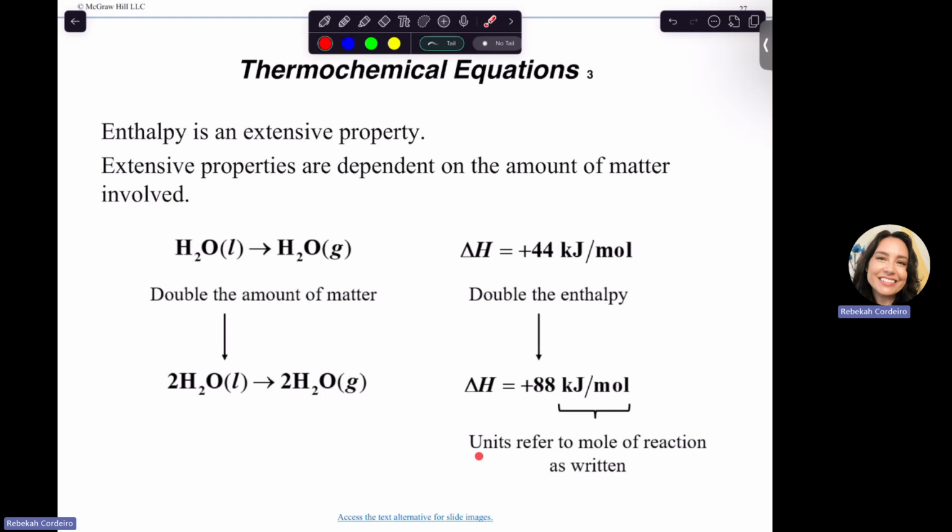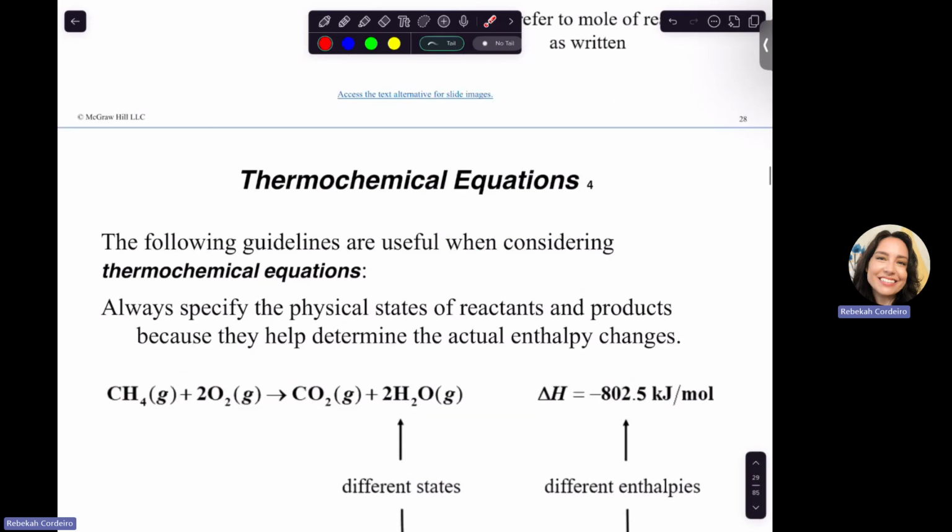And then the units here refer to the mole of reaction as written. So if it's kilojoules per mole, and we start with 2 moles, if we take this divided by 2, we're going to get the number. So it's per the way it's written in the reaction. And we'll talk about that in just a second and use it as a conversion factor.